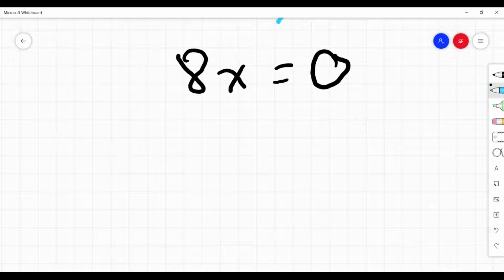So what are we going to do to solve this guy? x equals 0. It does. Why? What are we doing to get there? Divide by 8.